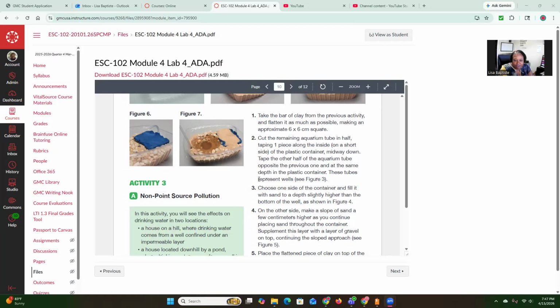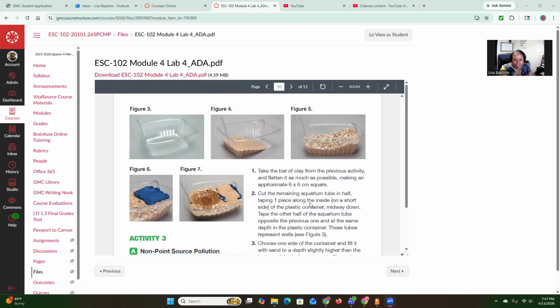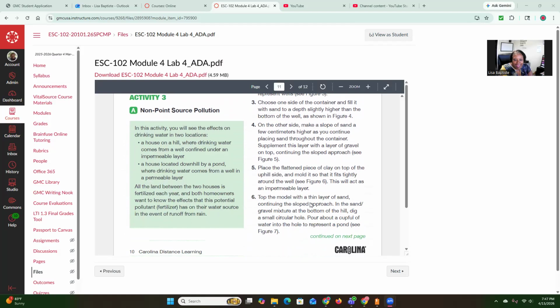And again, you see how we're reusing the sand, the gravel, and the clay. That's why it's important that you don't throw these out. All right, so then activity 3, this is the non-point source pollution.